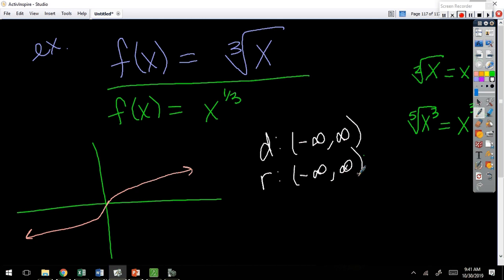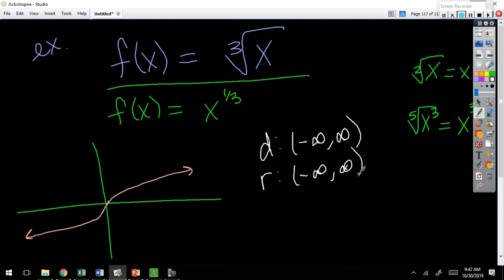When is the function increasing? It always increases. Do you see that? It increases from negative infinity to infinity. It always increases. Keeps going up.